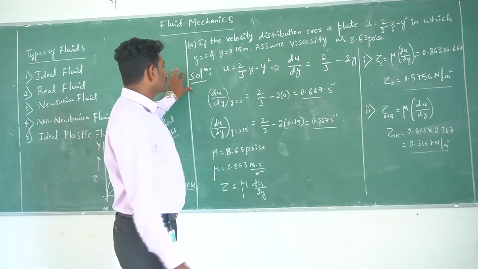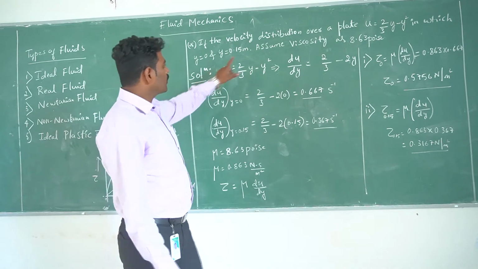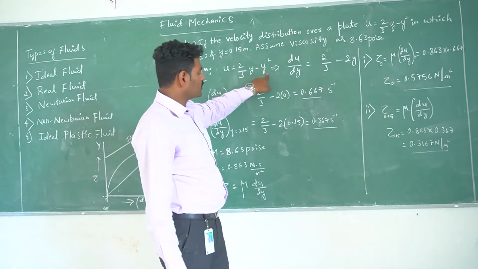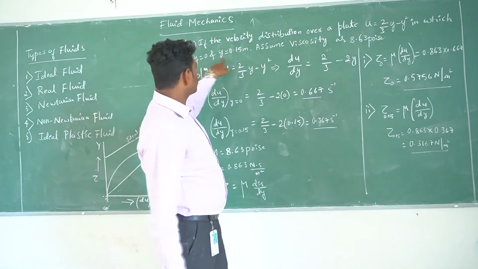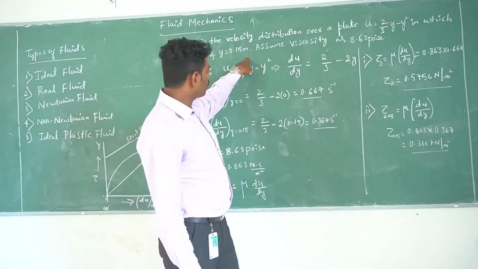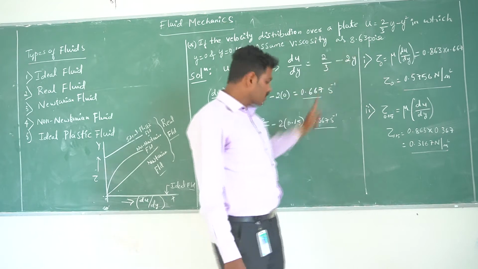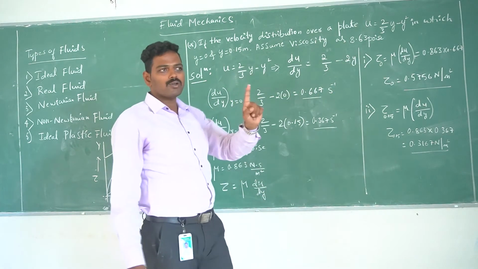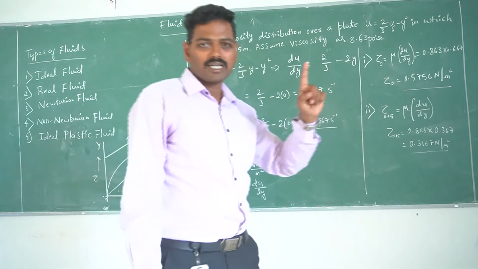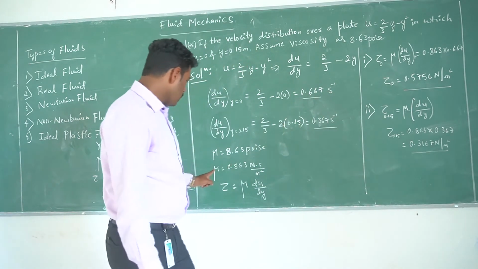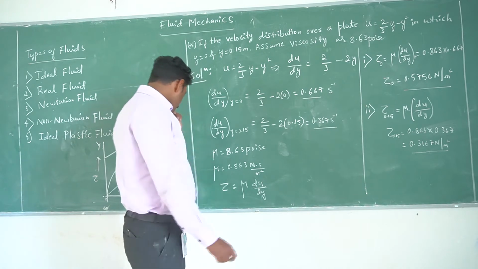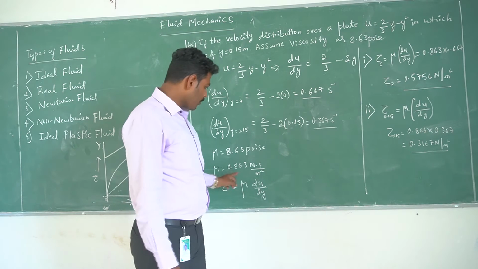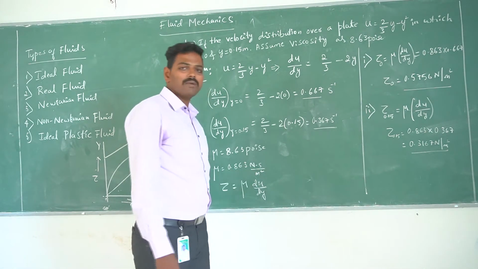So before doing the solution, just write down the given data. Given data is the velocity of the plate, u is equal to 2/3 y minus y square, and y is equal to 0 and y is equal to 0.15. Assume the viscosity, mu, is given as 8.63 poise. So we know that 1 poise is equal to 1/10 of Newton second per meter square. Then mu is equal to 8.63 by 10, that is 0.863 Newton second per meter square.